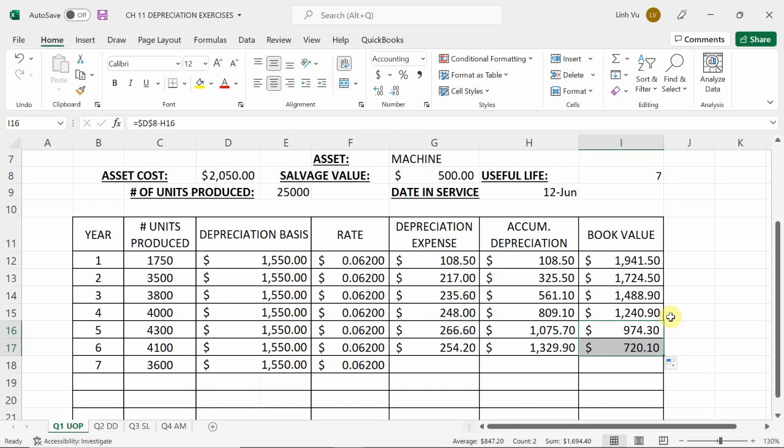Now we do the last one. We got 3,600 by 0.06200. Okay. 3,600 by 0.06200. I got 223.2. Okay.